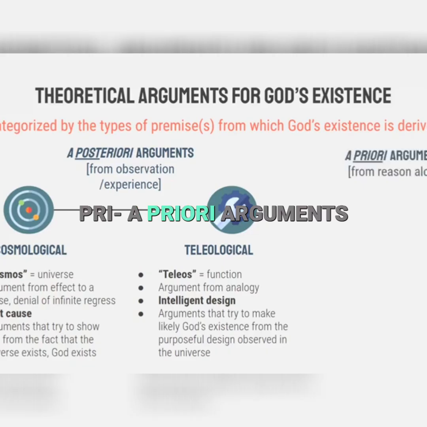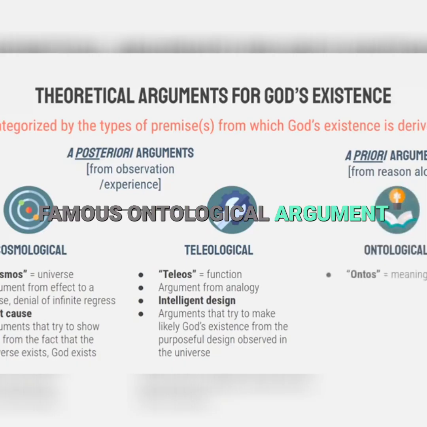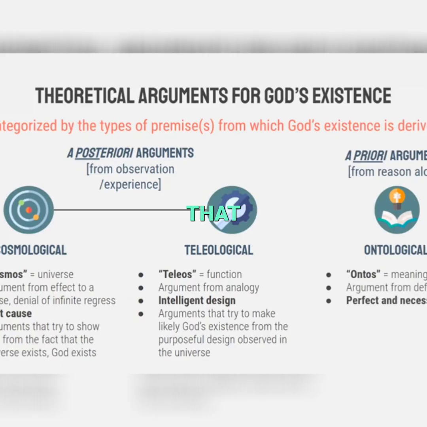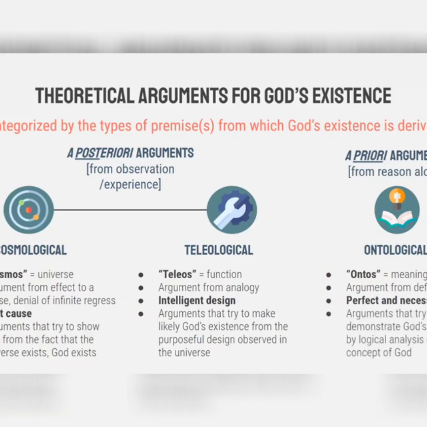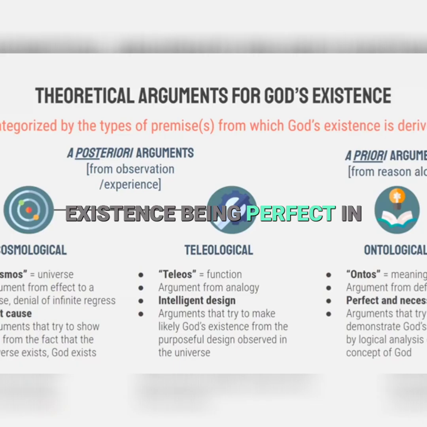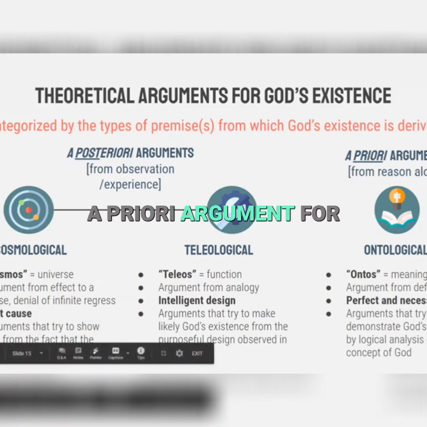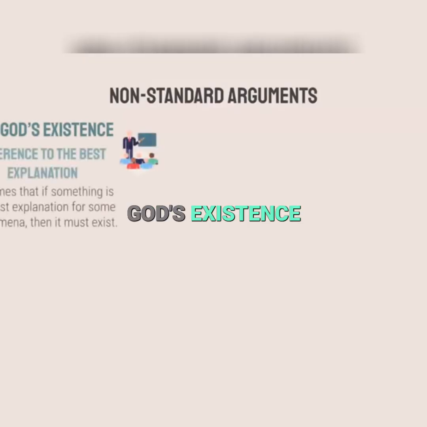And then we have a priori arguments, and these are arguments from reason alone. And this is the famous ontological argument. So ontos means being, and this is an argument from definition. It incorporates this notion that since we have ideas of perfection, and since we have an idea of necessity, God's existence follows from that, that in order to talk about existence being perfect in some sense, there has to be something that embodies that existence, and that's God. So this would be an a priori argument for God's existence, because we're using reason alone to argue for God's existence.